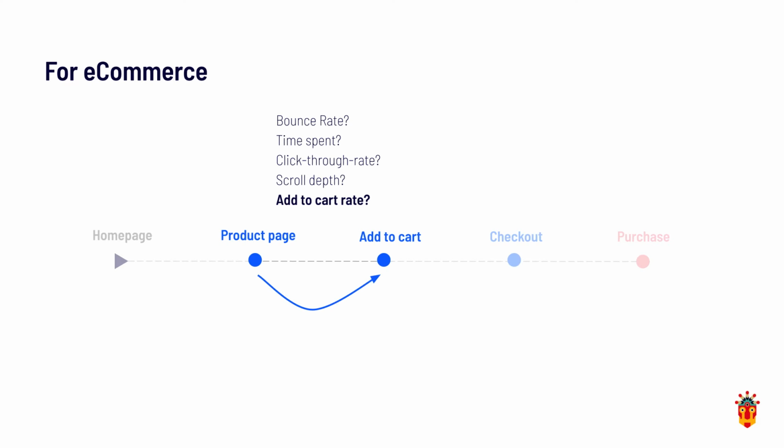Between product page and add to cart, it's all about them adding to cart. So is my product page so clear that it puts people to add to cart? So you can also measure add to cart rate and of course time spent and click-through rate.